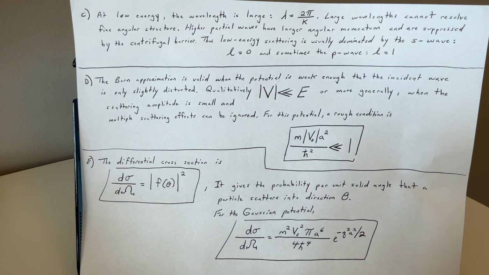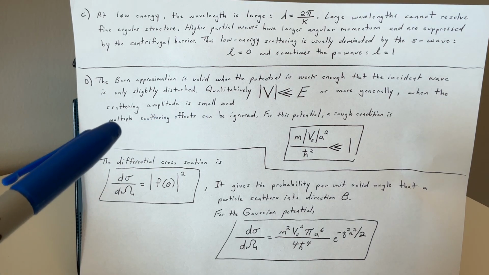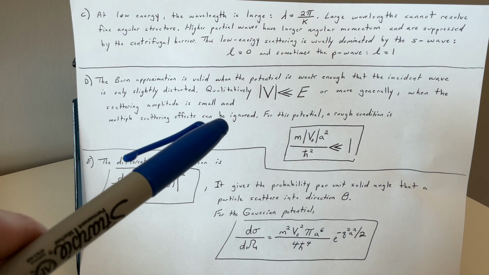For part D, what condition determines whether the Born approximation is valid? So here, the Born approximation is valid when the potential is weak enough that the incident wave is only slightly distorted. So qualitatively, the modulus of the potential has to be much less than the energy, E. Or more generally, when the scattering amplitude is small and multiple scattering effects can be ignored.